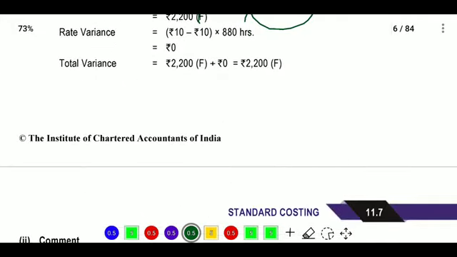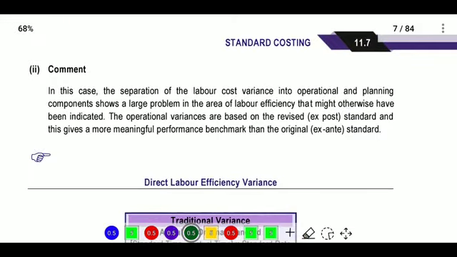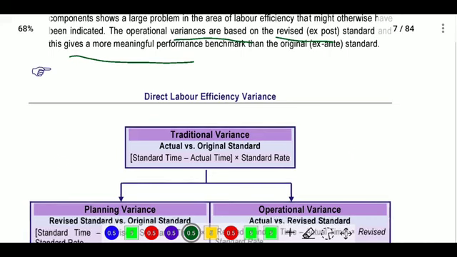So we will change the hours. In case of material we have quantity, in case of labor we have hours. That is the change, nothing else was changed. Here we have provided one comment: in this case the separation of labor cost variance into operational and planning components shows a large problem in the area of labor efficiency that might otherwise not have been indicated. The operational variances are based on the revised ex post standard, and this gives a more meaningful performance benchmark than the original ex ante standard. So we will take the revised data.